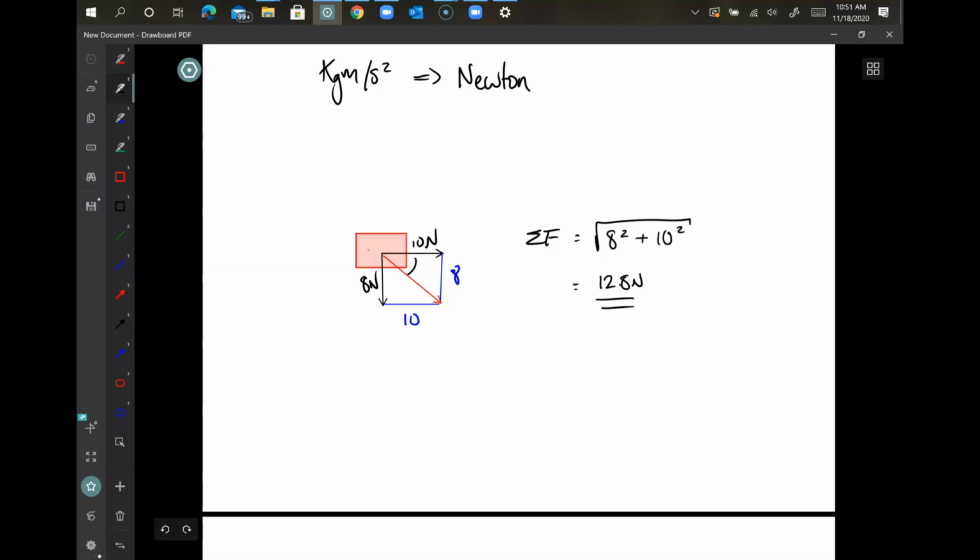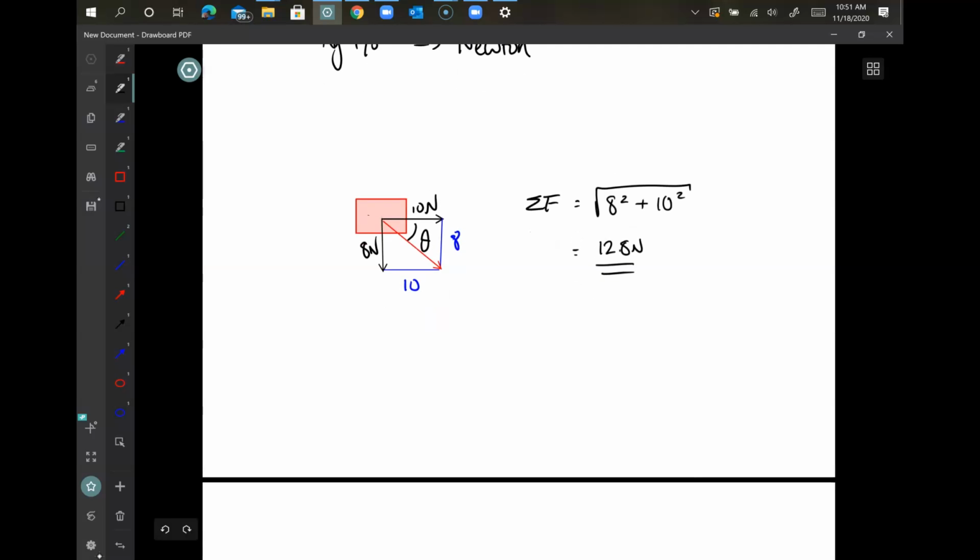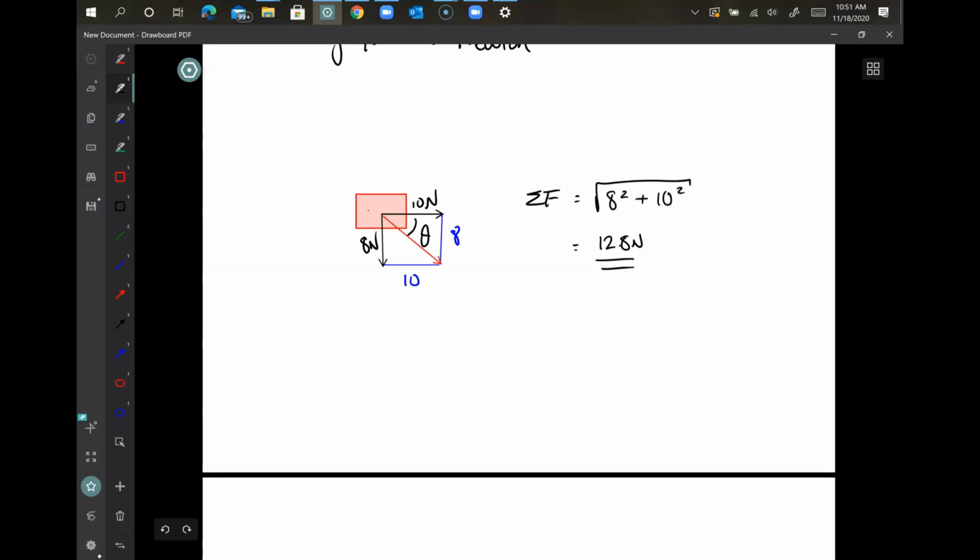And then in terms of direction, well, where are we measuring it from? If we're measuring it from the horizontal, it would be that angle there. You could measure it from the vertical, that would be fine. Let's measure it from the horizontal though. And like we said before, we'd have tan theta equals opposite over adjacent, so that would be 8 over 10, right? 8 over 10.